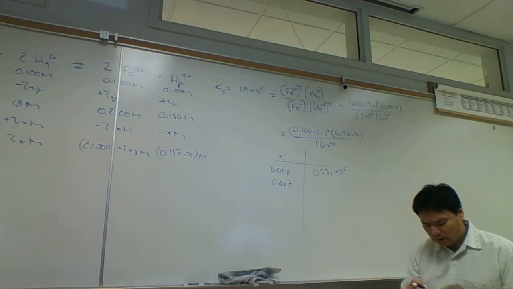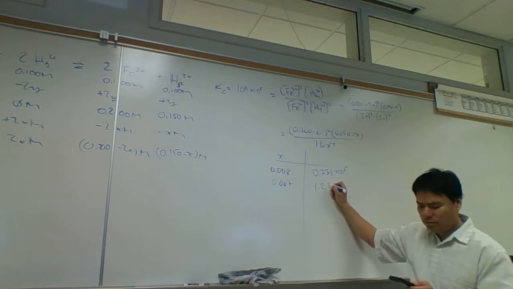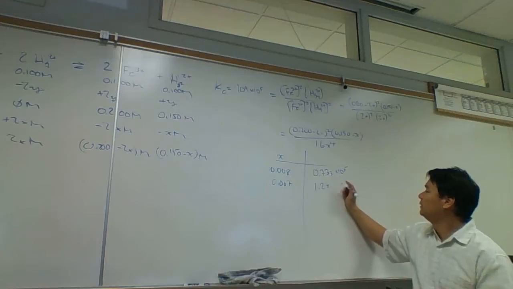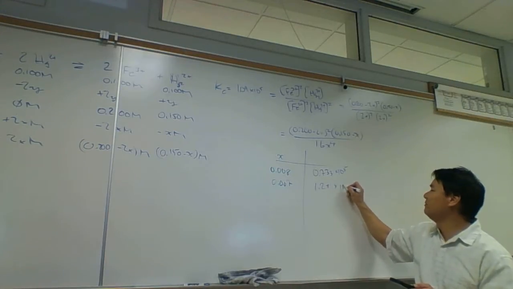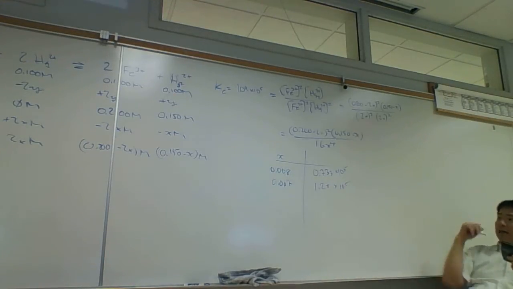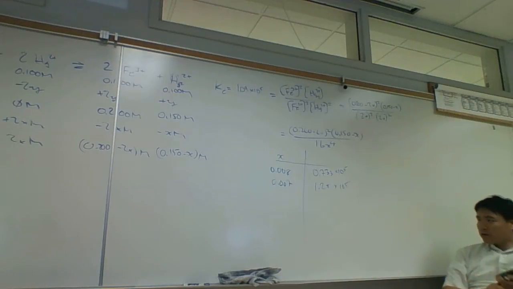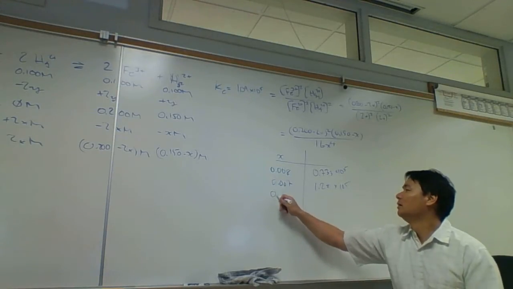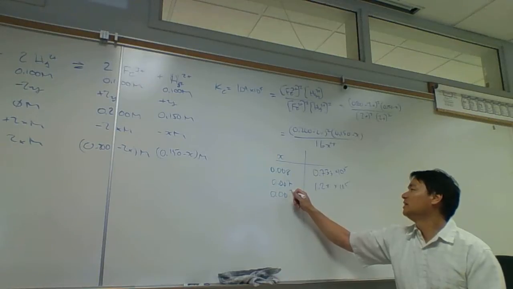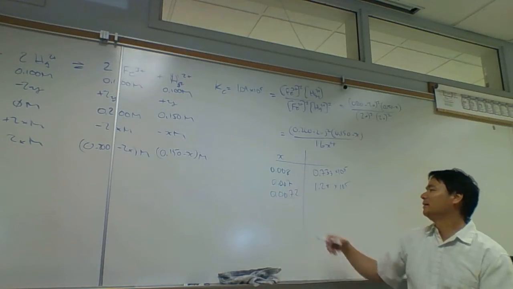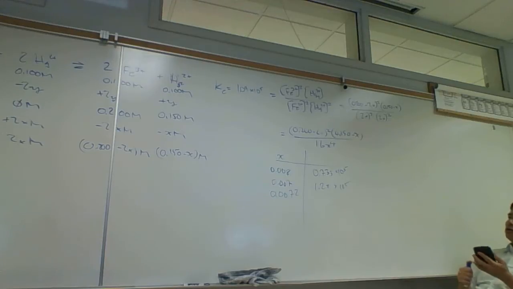So we went smaller in 2, 4, 5. I got 1.28 times 10 to the 5th. We're a little bit too big now. So where should we go next for our next guess? 0.0075? Okay, let's try that. 0.0072? Yeah. All right, let's do that. 0.0072.